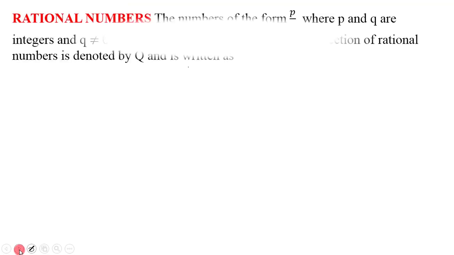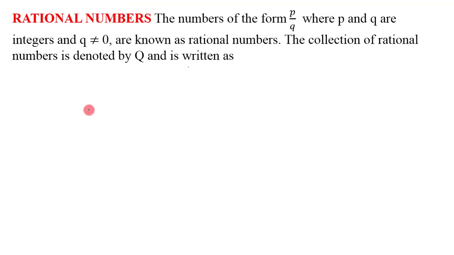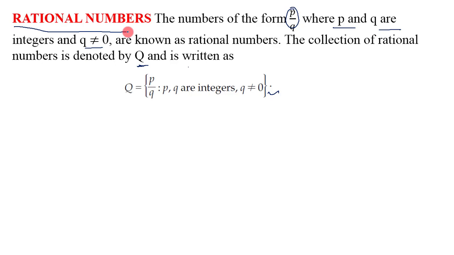Okay, rational numbers. What is the definition of rational numbers? The numbers of the form P by Q, where P and Q are integers and Q is not equal to 0, are known as rational numbers. Then the collection of rational numbers is denoted by Q, and it is written as Q is equal to the set of P by Q, where P and Q are integers and Q is not equal to 0.